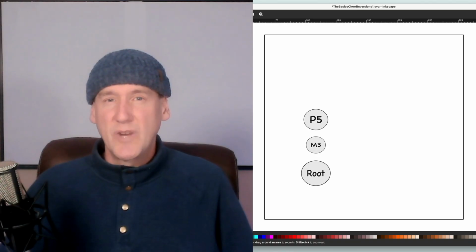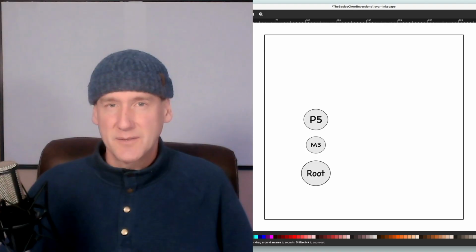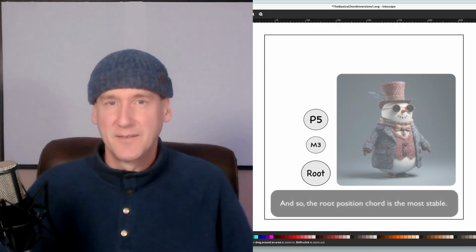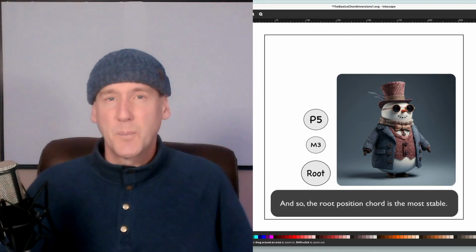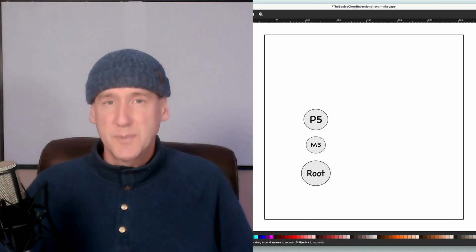The varying sizes of the spheres in this diagram represent how much gravity or weight each tone has, the root having the most weight. Now, again, this triad is a root position triad, where the root and the bass are the same.